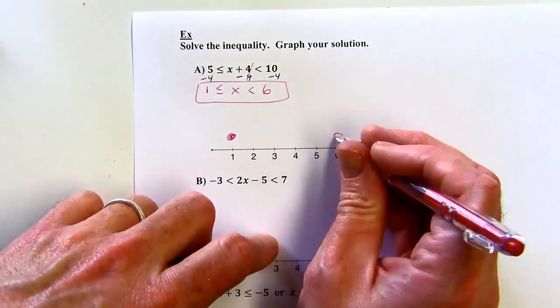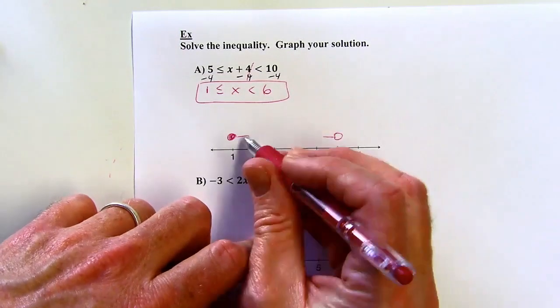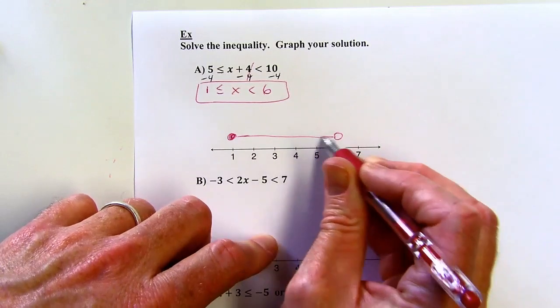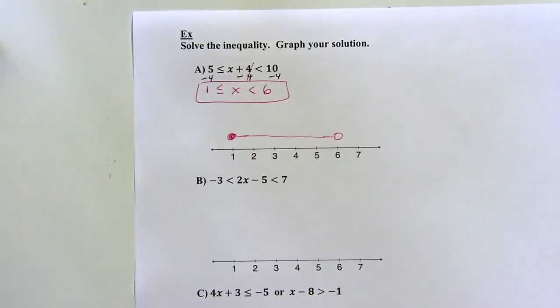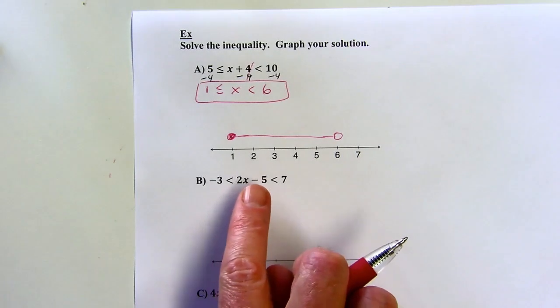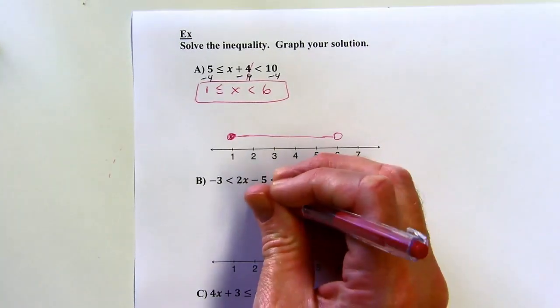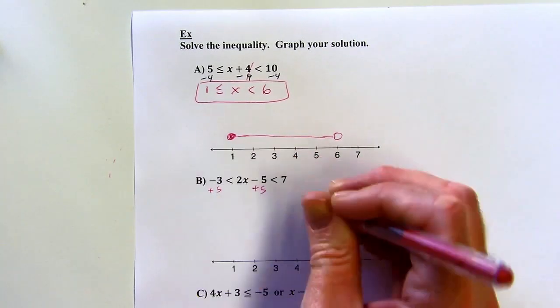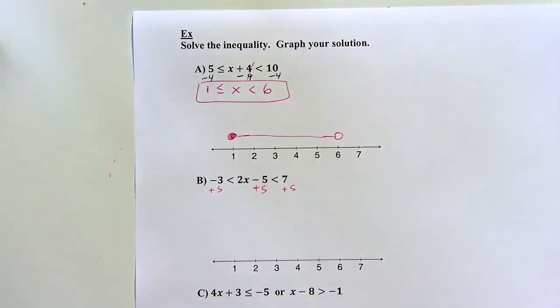So less than 6, greater than 1, that puts me in between those two. And there we go. There's my solution on the number line. Okay? So just like the last problem, I want to isolate the x in the middle here. So I'm going to start by adding 5 to all 3 pieces of this inequality.